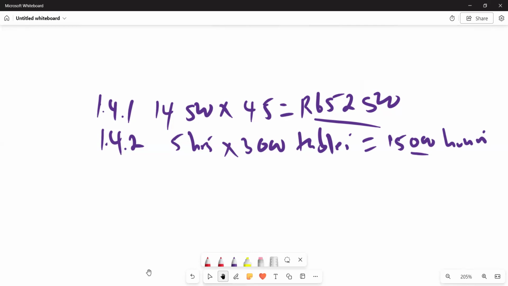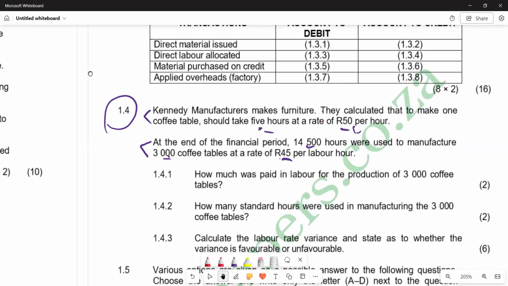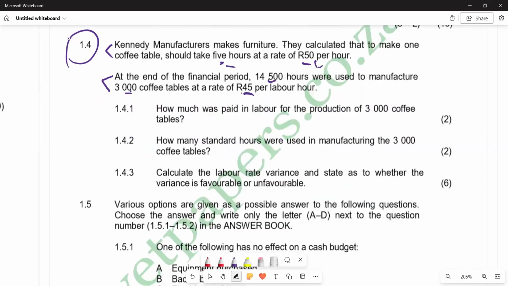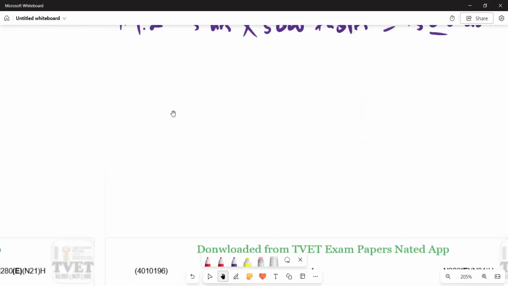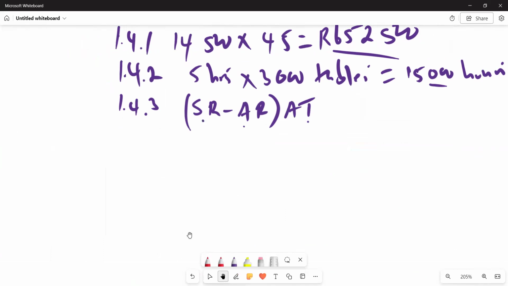So we go to the next one, 1.4.3. It requires you to calculate the labor rate variance and state whether the variance is favorable or unfavorable. For a labor rate variance, we put down the formula first, then look for the figures that are needed and substitute. The formula is standard rate minus actual rate, multiplied by actual time. So we look for the standard rate, the actual rate, and the actual time. So we go to the question.